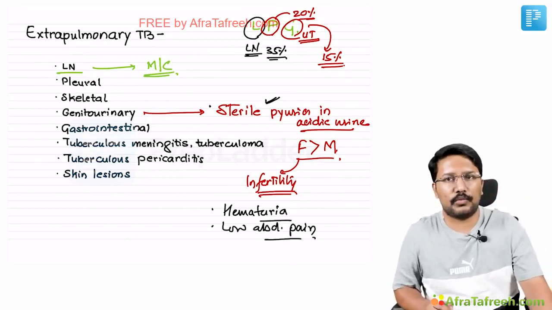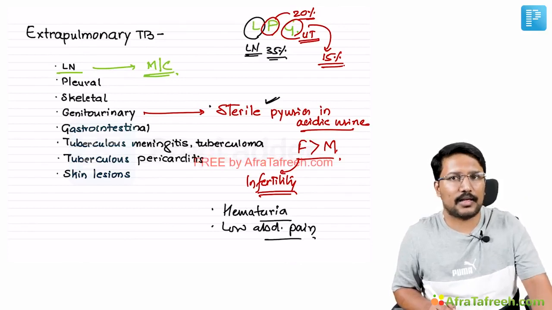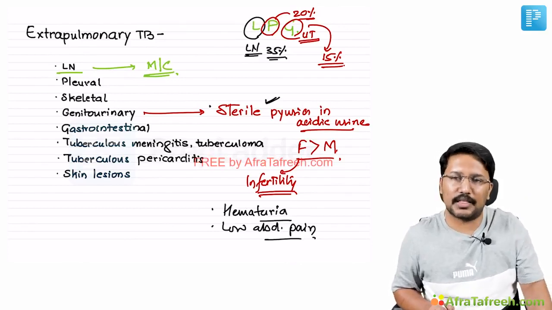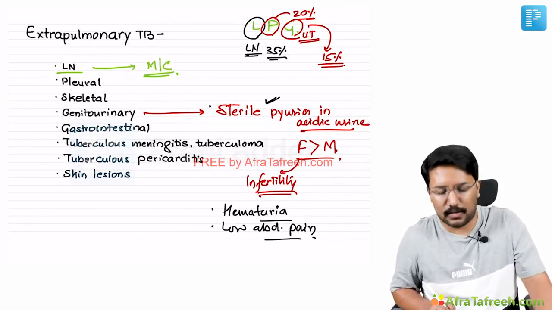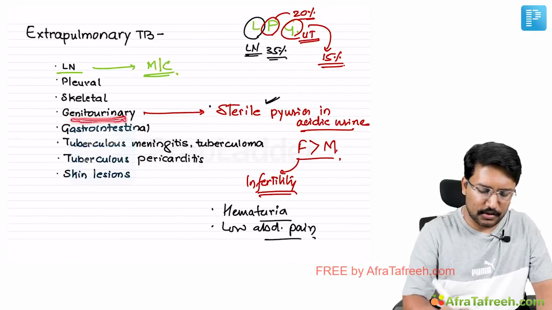So there are three important points to remember. One is sterile pyuria. The second is females are more affected than males and it can be responsible for infertility. The third is they can present with hematuria. That's about genitourinary tuberculosis.